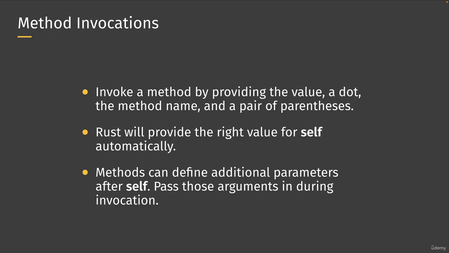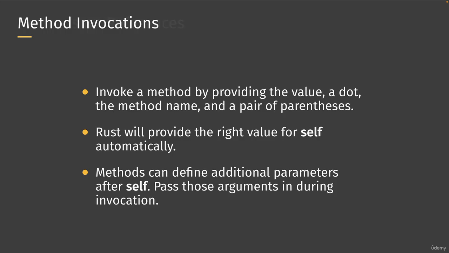Now, in regards to the self parameter, it is required in our method definitions, but never in our invocations. Rust will provide the correct value automatically, whether it be the owned instance or a reference, whether it is immutable or mutable. Rust will do that for you automatically. Methods can define additional parameters after self if you want additional inputs to the method, and those you have to provide during invocation. You have to provide the concrete arguments for those parameters.